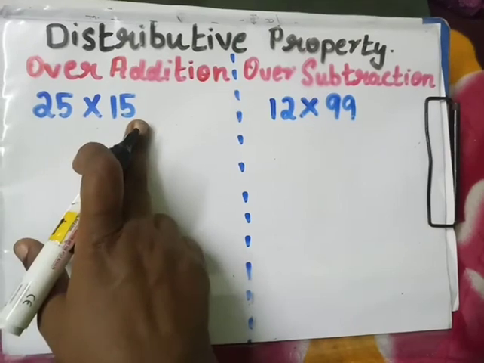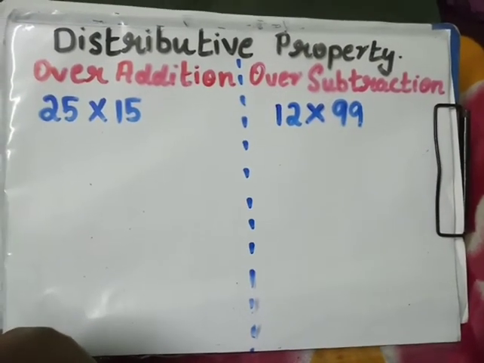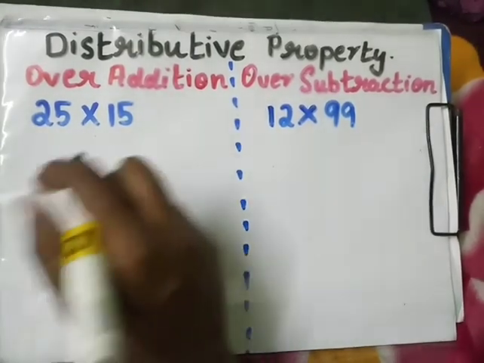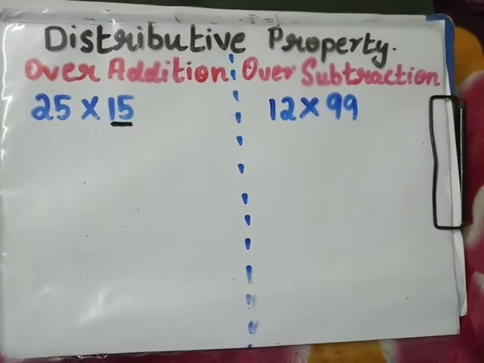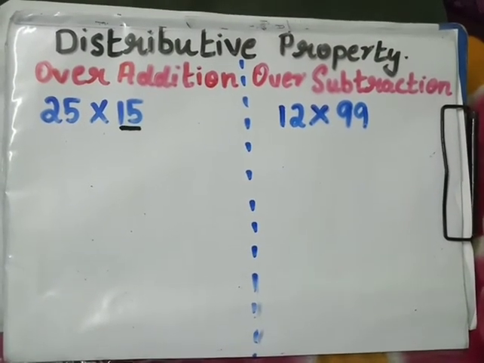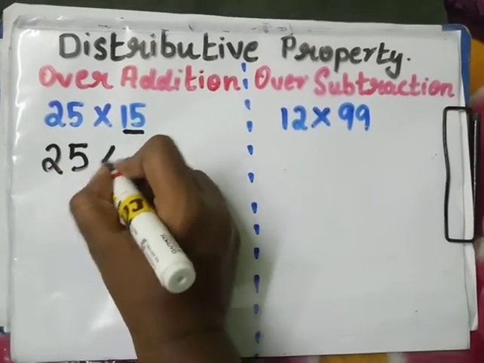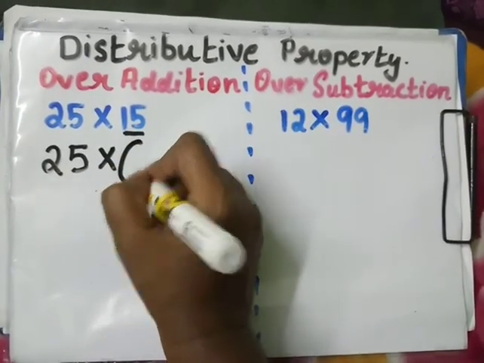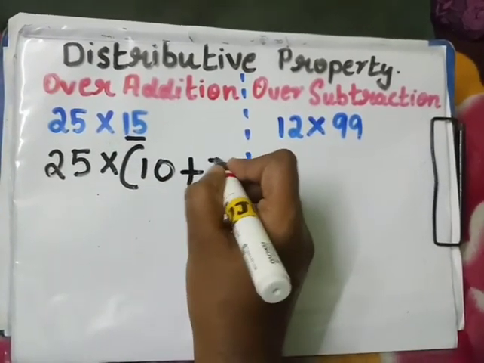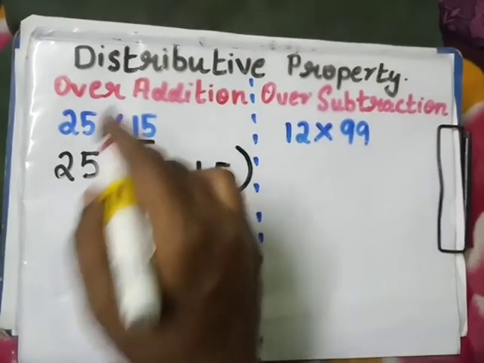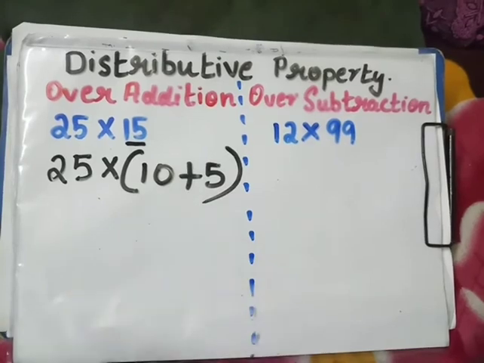So from this, take any one number and split it. It is always better to take the small number. So here we can see 15 is the small number. Now we need to split 15 over addition method. So we will keep the 25 like that itself and we will split 15 as 10 plus 5. So over addition method means we need to split the number using addition.